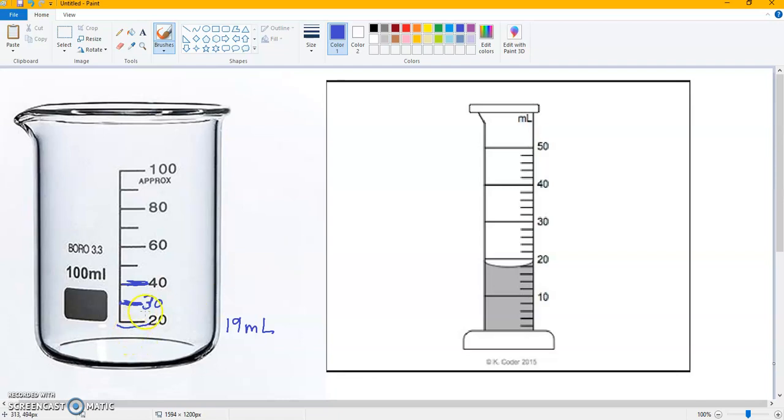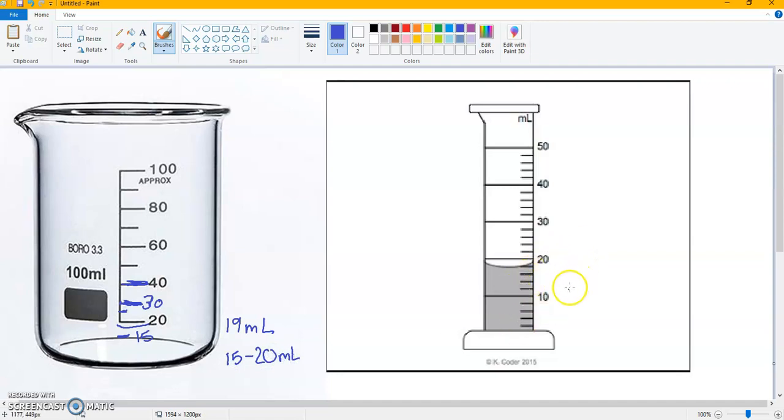Because I know when it's halfway in the middle it would be 25, so I can measure and guess anywhere between 25 and 30 if the water is in between here. So for this one, I can estimate that this must be 15 milliliters, and so this is probably about 19. However, it could be anywhere from 15 to 20 milliliters. So I'm going to write that range right here.